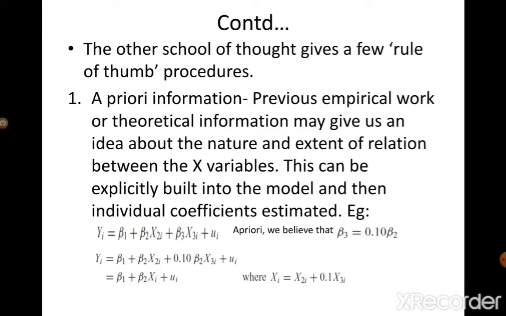However, the other school of thought says that sometimes multicollinearity can be a severe problem. So they give a few rule of thumb procedures. Again, they are called rule of thumb because they are not hard and fast and they are not completely foolproof. As the empirical researcher, you will have to decide which of these methods of removing or reducing the problem of multicollinearity is suitable for the problem at hand.